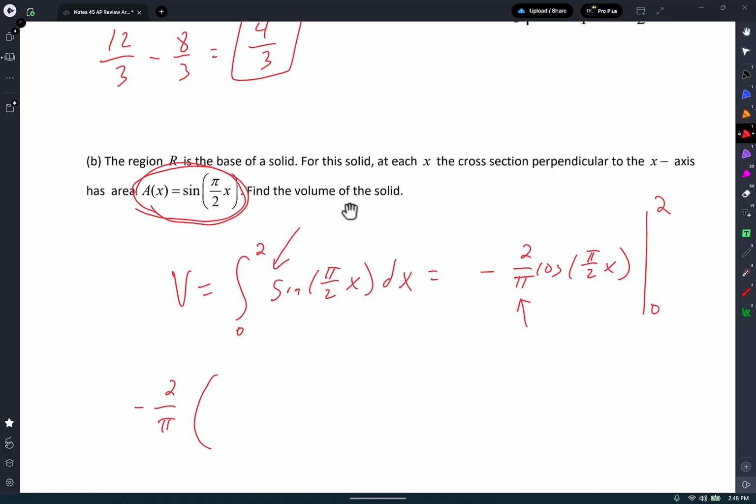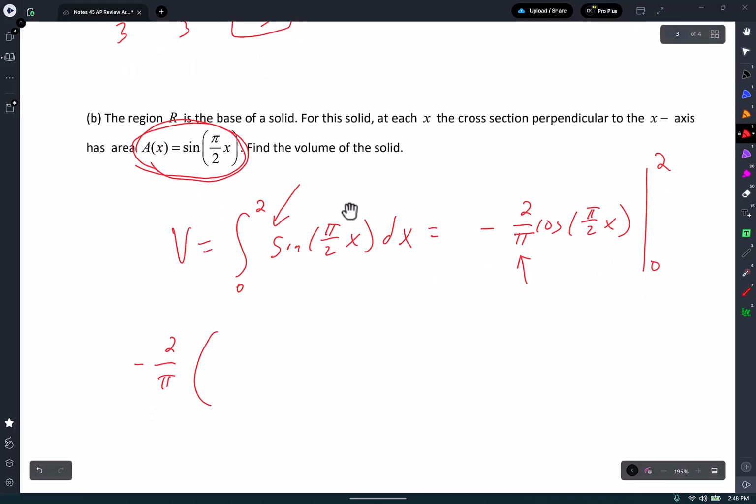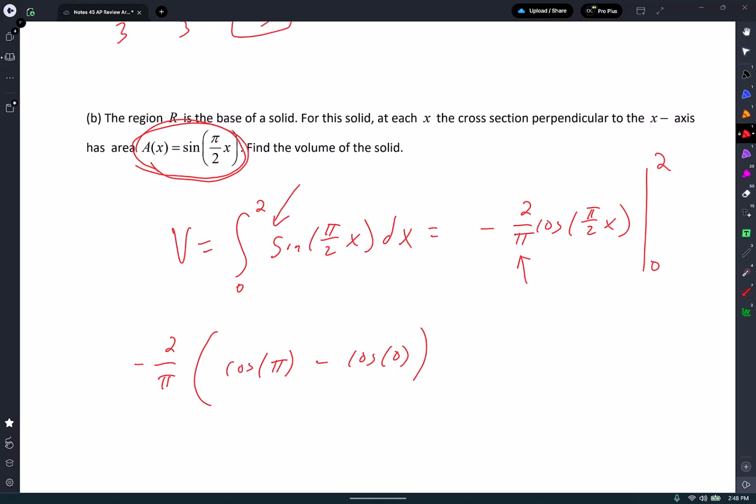A little bit of pre-calc. It's baby pre-calc, not extreme. Let's plug in a 2 in there. Cosine, if I plug in a 2, the 2's cancel out, and it's cosine of pi. Minus, if I plug in a 0, that's just cosine of 0. So I'll wait for you guys to catch up. Here we go. Negative 2 over pi.